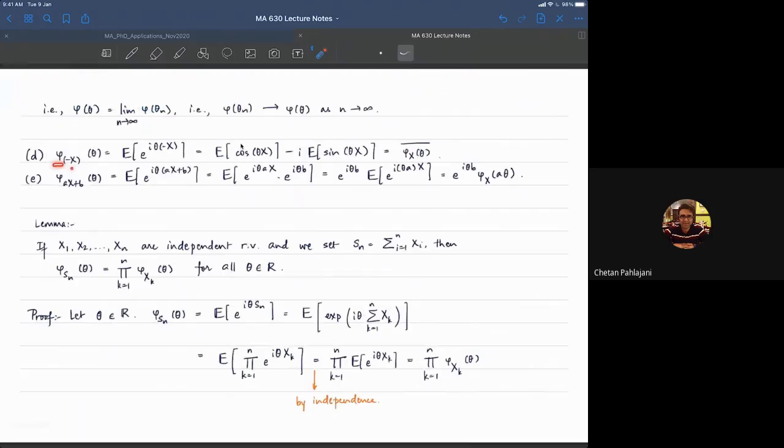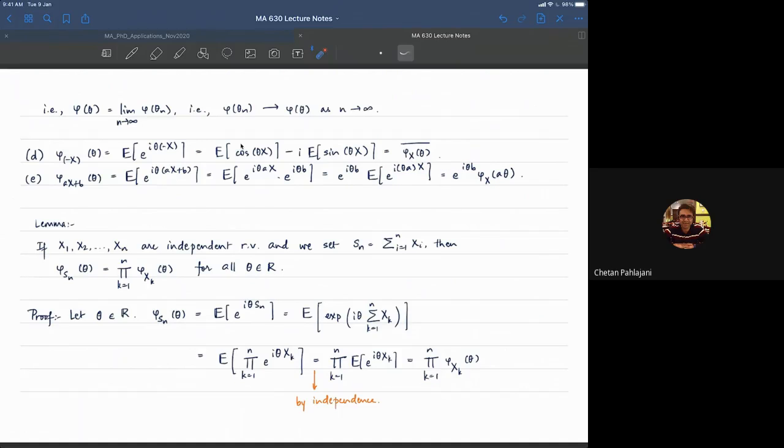So phi of minus x at theta is expectation e to the i theta times minus x. Now I can write this out using Euler's formula as expectation cosine theta x minus i times expectation sine theta x. And now you say a real number minus i times a real number is just the complex conjugate of a real number plus i times a real number. In other words, this is just the complex conjugate of phi x of theta.